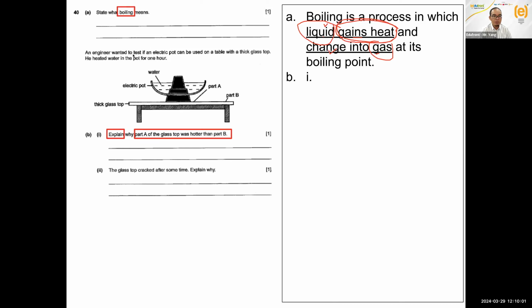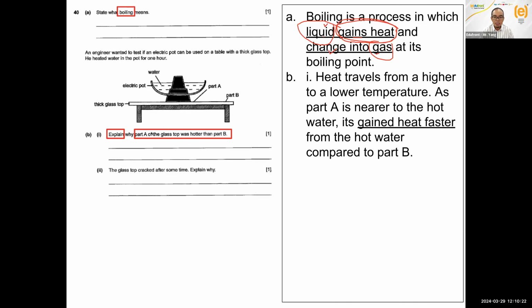So an engineer wanted to test if the electric pot can be used on a table with a thick glass top. He heated the water in a pot for 1 hour. Explain why part A of the glass top was hotter than part B. Now, part A is close to the pot, but part B is at the edge of the table. Why was part A at the top hotter than B?